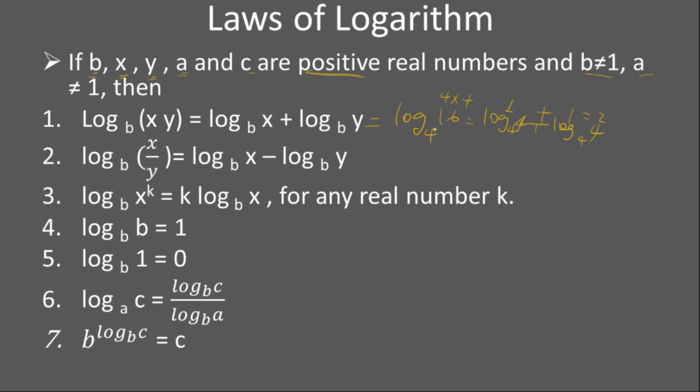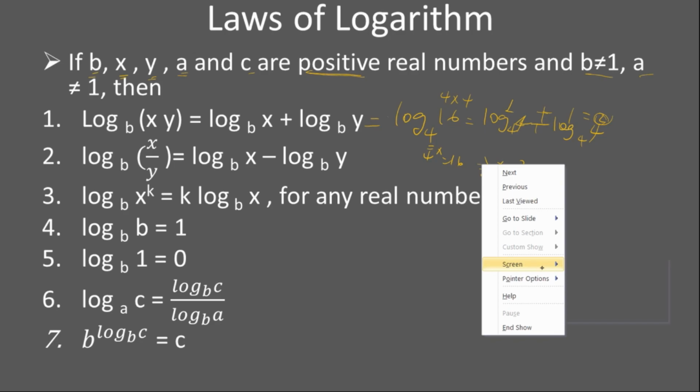The logarithm of 16 to the base 4 is the power x such that 4 to the power of x equals 16. This is the same as the previous one, so it can be written as the sum of the individual logarithms.